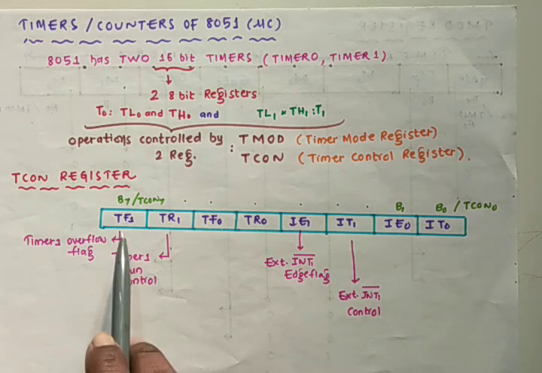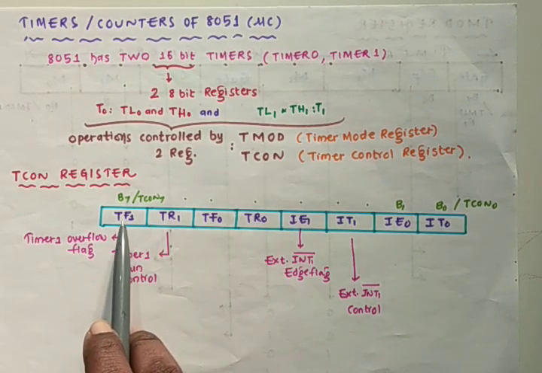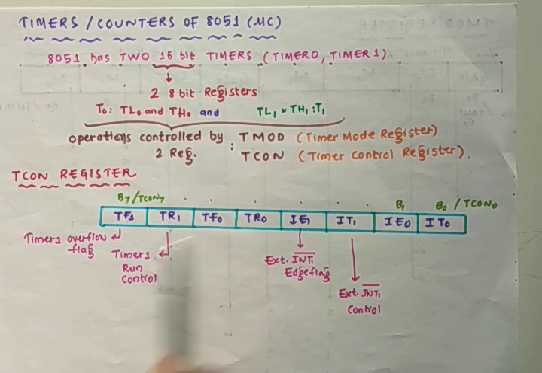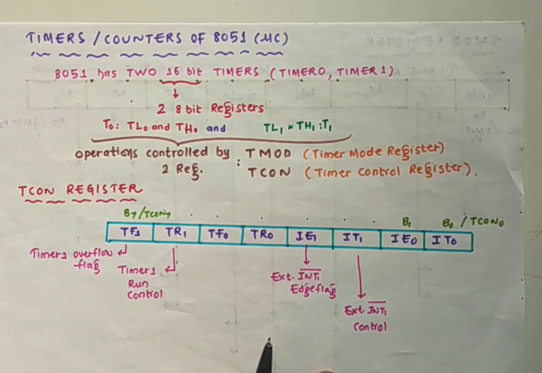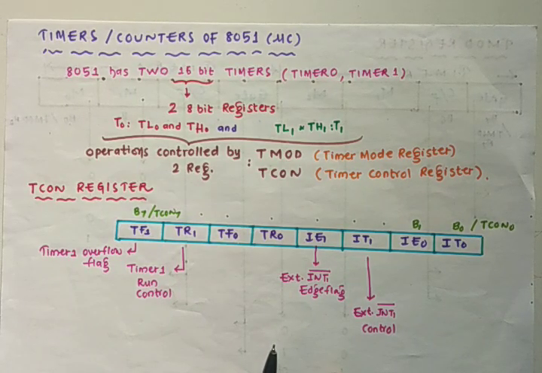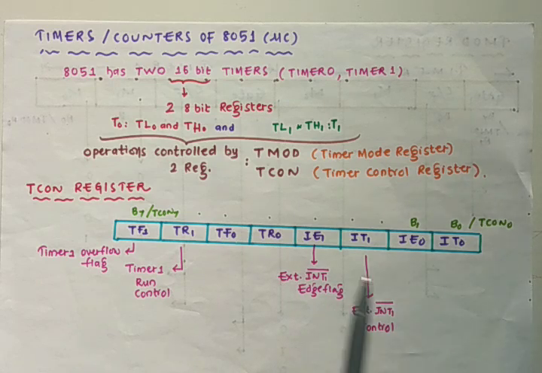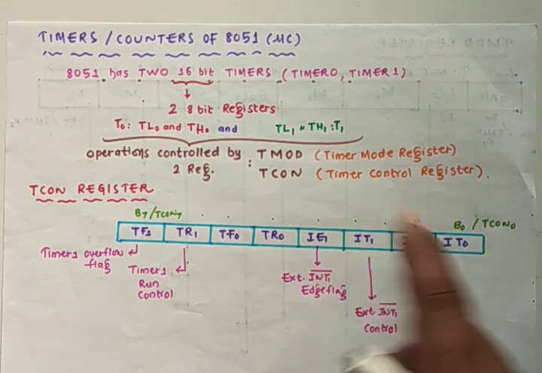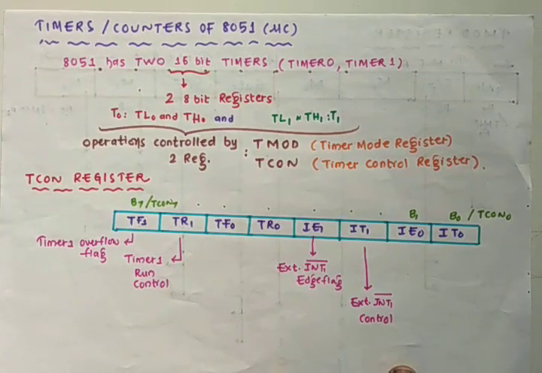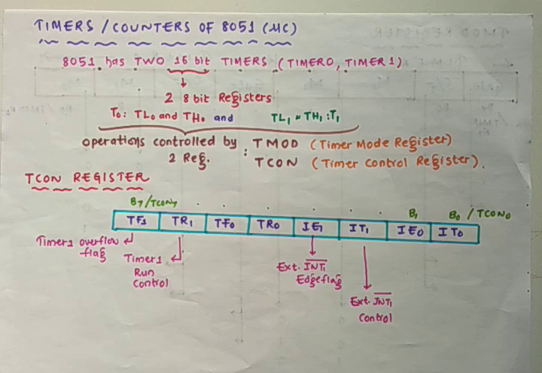The point is clear. The higher nibble, TF1, TR1, TF0, TR0, is reserved for the control bits and the flag bits of timers. And the lower nibble is reserved for the control bits and the flag bits of external interrupts. This register is completely bit addressable, which means each bit can be programmed according to the user logic.